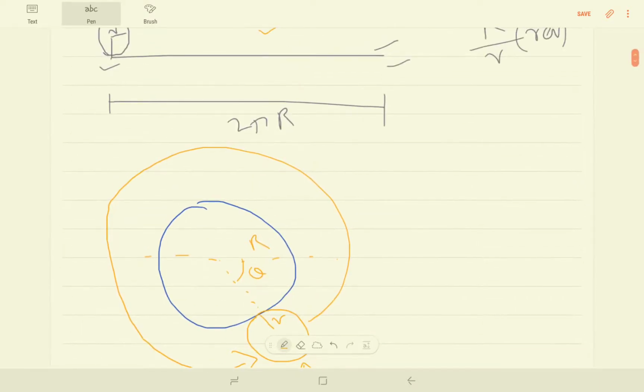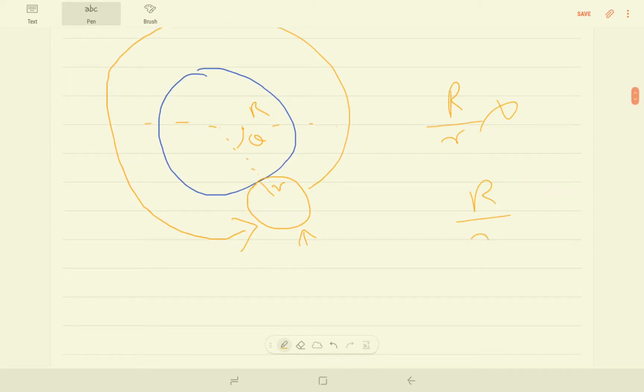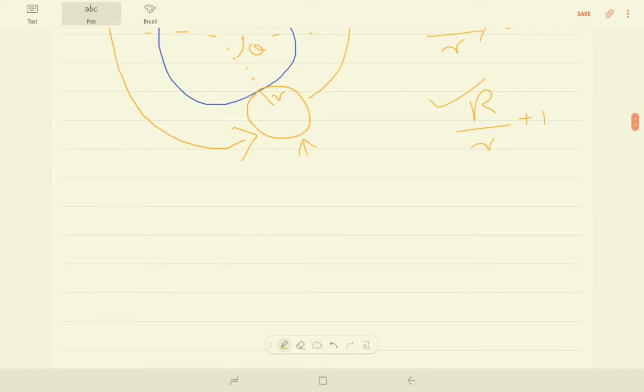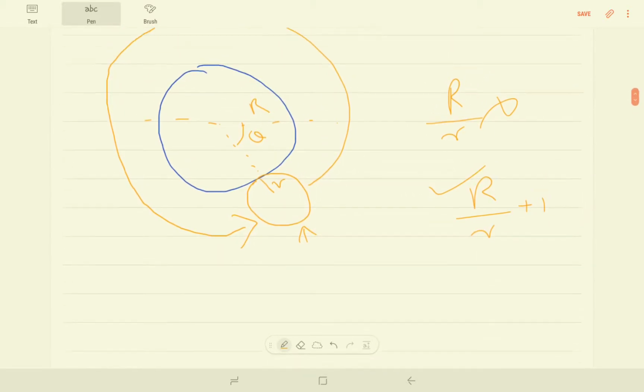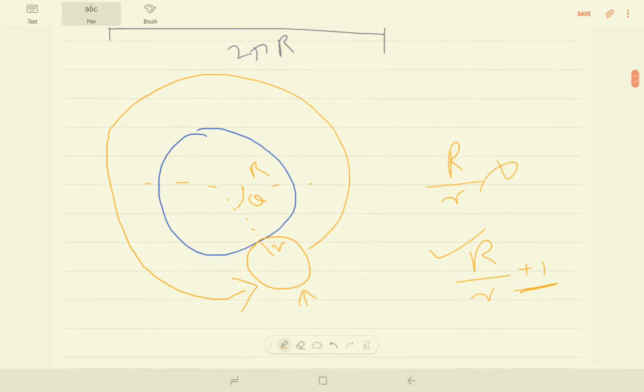Now, if you say it's the same R by r, then you're wrong. But if you say it's R by r plus 1, then you're correct. So the goal of this video is to prove where this 1 came from.